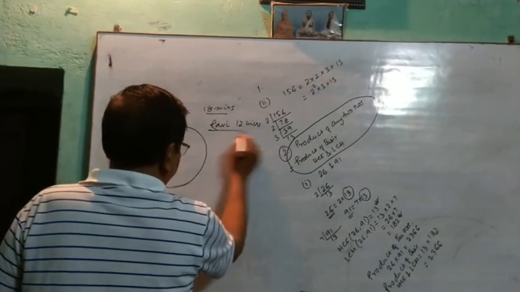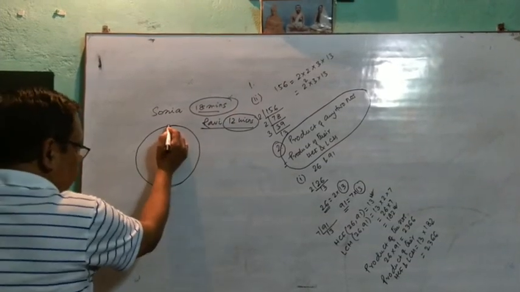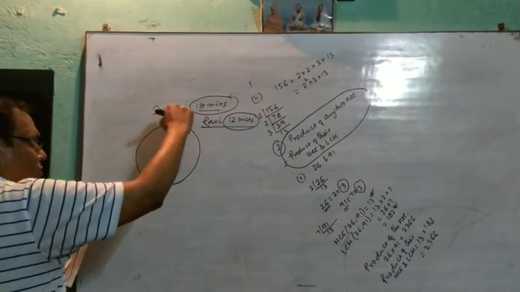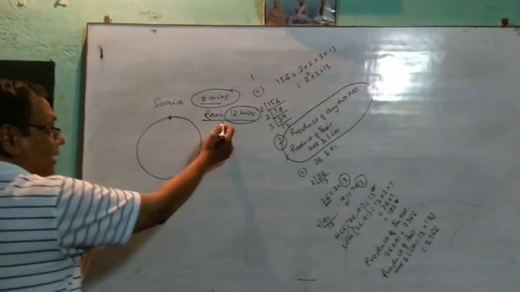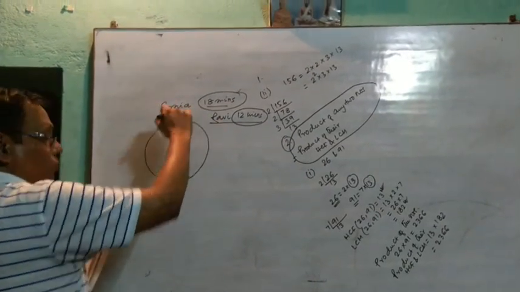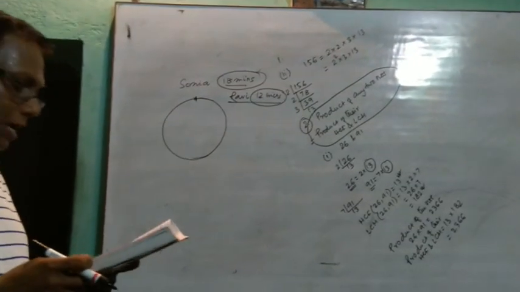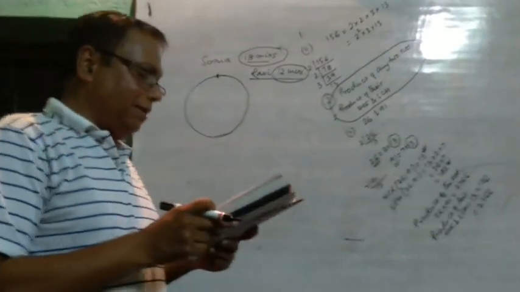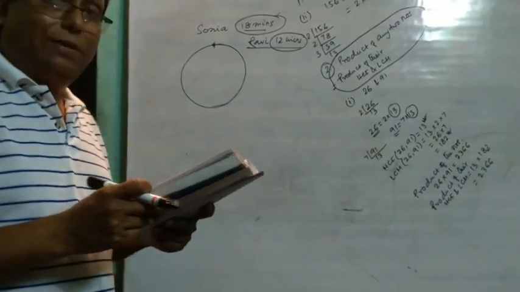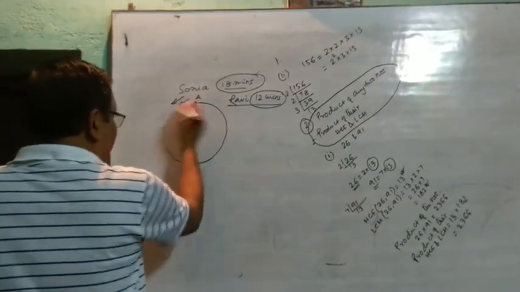Ravi's 12 minutes, Sonia's 18. If Sonia starts from this point, she will take 18 minutes to reach back to the same point, and if Ravi starts from this point, he will take 12 minutes to return to the initial point. This is the question. Suppose they both start at the same point and at the same time, and go in the same direction. Both started from here at the same time, from the point A.